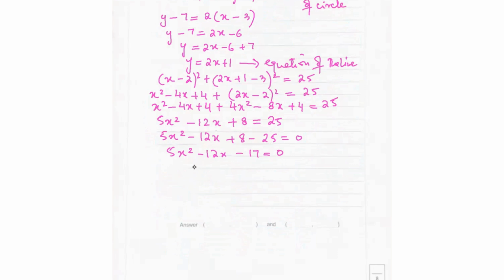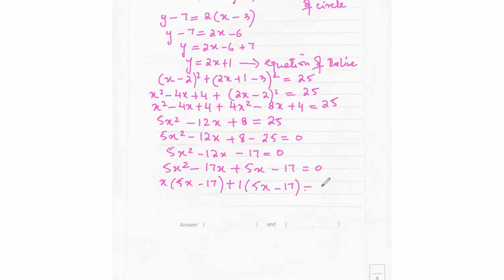Factorize the quadratic equation. So we can do 5 times 17, which is 85. And we know that 17 minus 5 will give us 12. So we can just replace negative 12x with negative 17x plus 5x minus 17 equals 0. There is x common between the first two terms, so x bracket 5x minus 17, and 1 common between the last two terms. So we have 5x minus 17 and x plus 1. So one value of x is 17 over 5 and the other is negative 1.